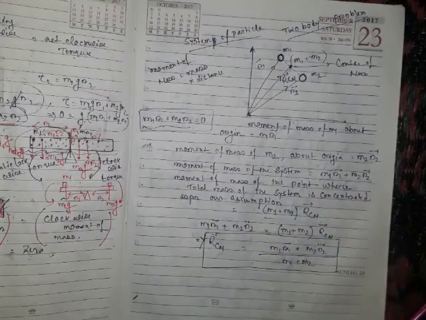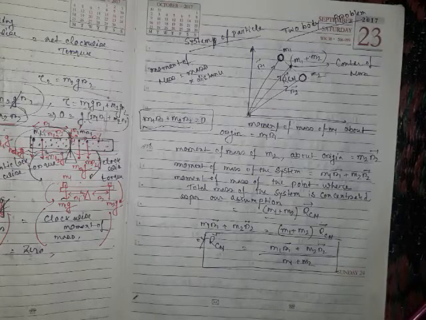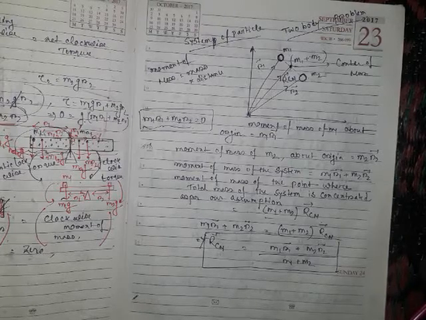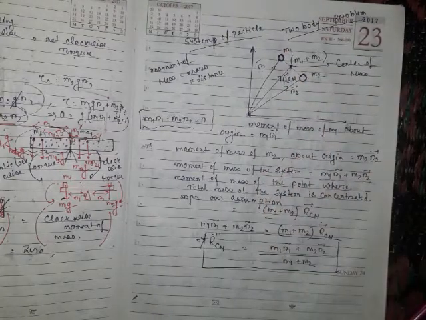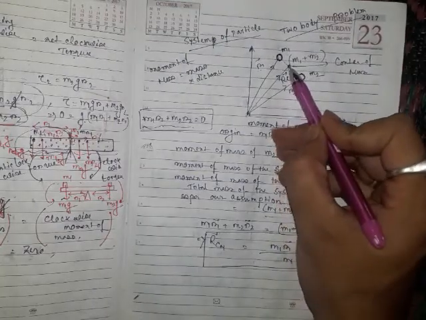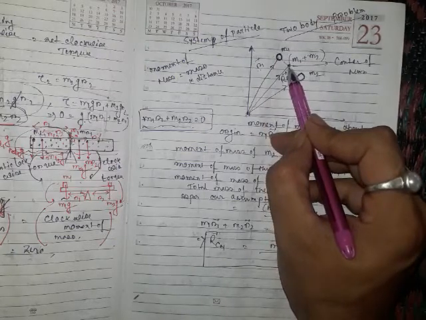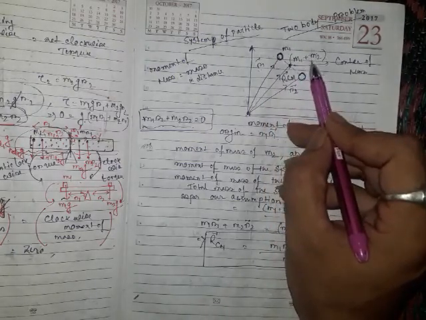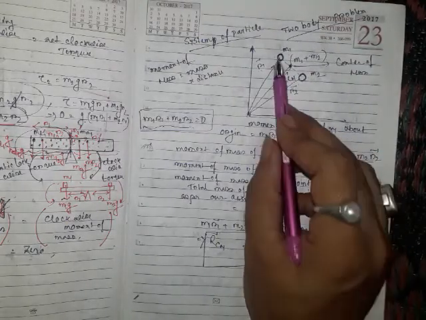Now what will we do? We will replace this system with a point mass, and that point mass is made by compressing these two objects. So this point mass has a mass m1 plus m2. Now you have to keep in mind that we don't have this m1 and m2 individually.